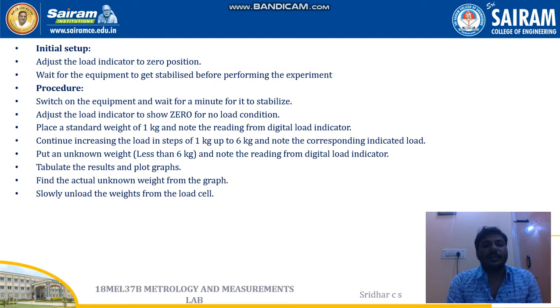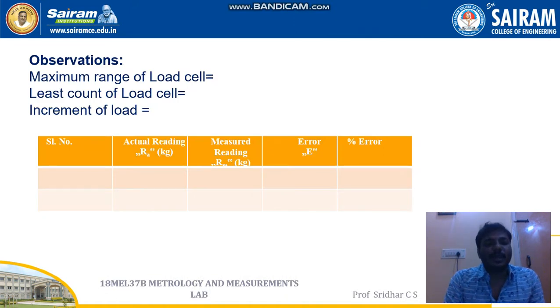Next we need to tabulate the results and plot the graphs, and finally we need to find the actual unknown weight from the graph and slowly unload the weight from the load cell. This is how we follow the procedure to carry out the experiment on the load cell. Now we're going to see the observation.